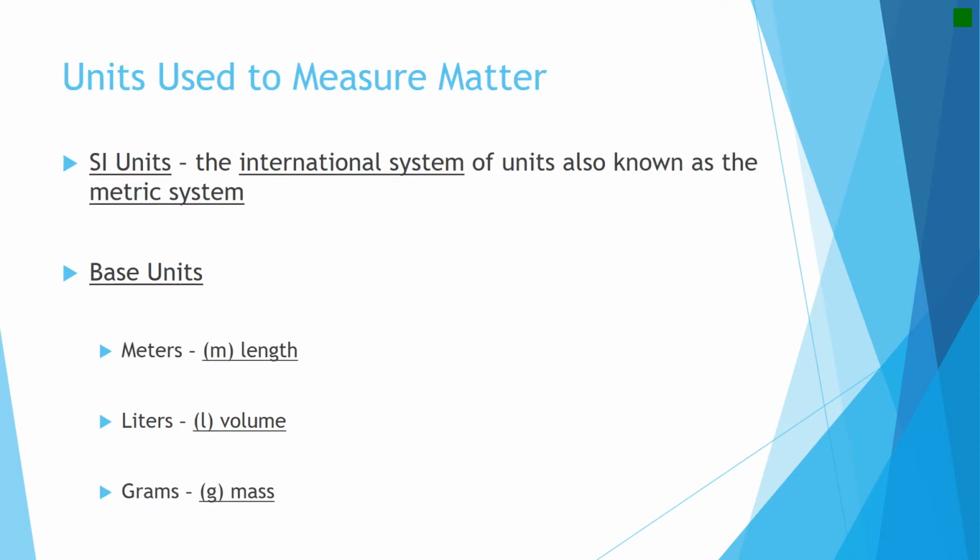So how do we measure matter? There are different ways, depending on what we're trying to measure. What we use in science are these SI units. It's the International System of Units, known as the metric system. So we use the metric system.